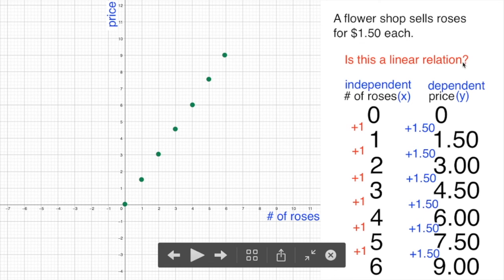So, to check if a relation is a linear relation, look at the table of values and see if the consecutive y values increase by the same amount, or look at the graph to see if it forms a line. It can be a line going up, ascending. It could be a line going down, descending, or it could be a flat line, a horizontal line.